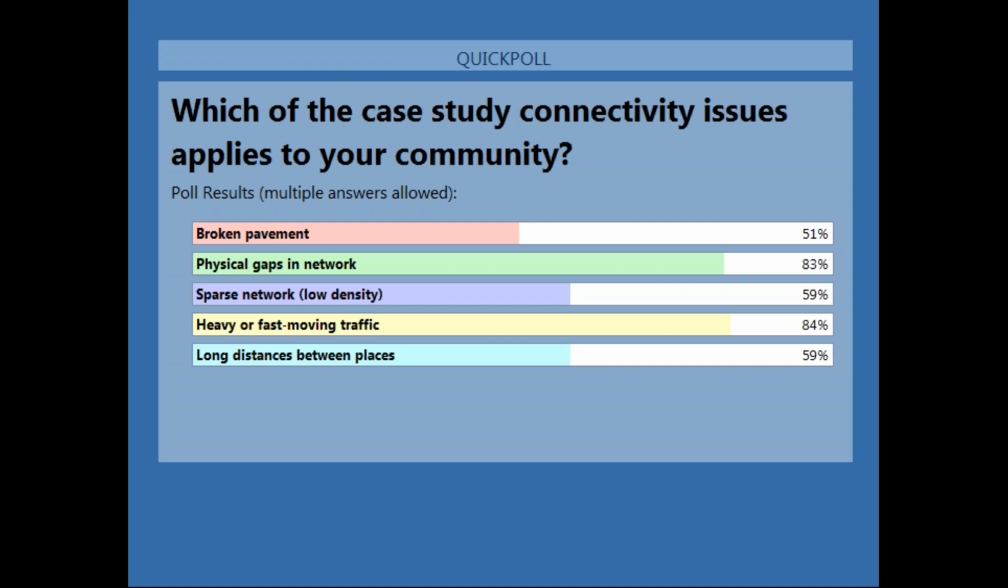Tied at 59% of people picked the sparse network or low density, as well as the distance between maybe origins and destinations or just places themselves. So 59% each of those. And then 51% mentioned broken pavement, but still over half of people mentioning each of these issues, some more than others. But it's pretty common, it seems like, from the results.